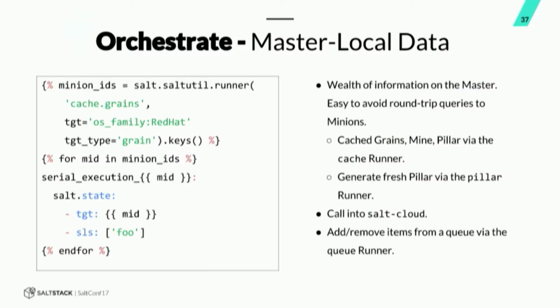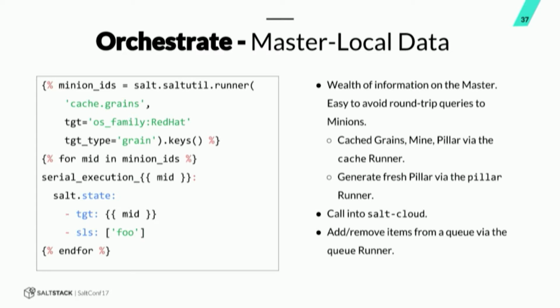There is a wealth of information available on the master, right? You've got access to all of the cached values from all of your minions. That's cached grains, that's cached Pillar, that's cached mine, that sort of thing. And so you don't need to round trip a query through your infrastructure that has all of the overhead that entails to find something out from an orchestrate file, if you can just check that local cache.